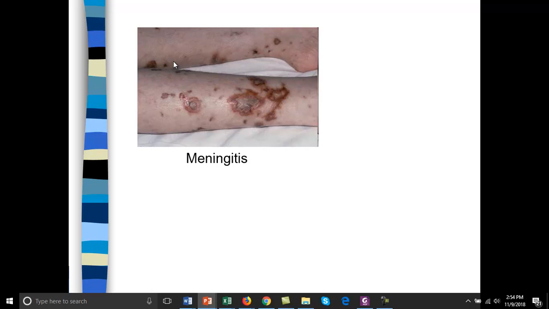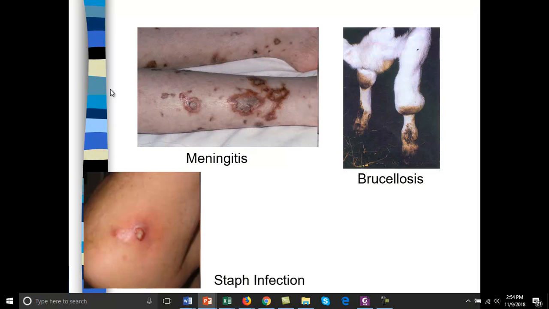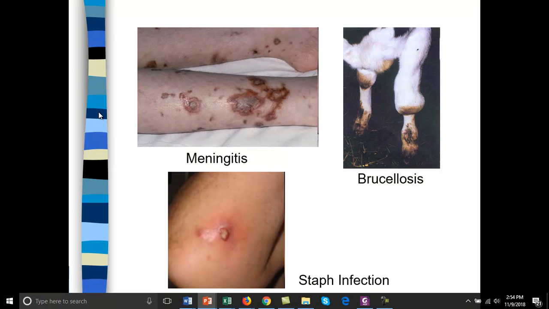Here's meningitis, which can be caused by Neisseria meningitidis. This would be a bacterial meningitis, and you see these lesions that are associated with nerve endings. Okay, brucellosis affects the joints. You see it a lot in cattle, although there is a human form of brucellosis. And then a staph infection. This is just a pustule, and you can see the yellow color, so it's forming pus. We call that pyogenic. Staphylococcus is a pyogenic bacterium.